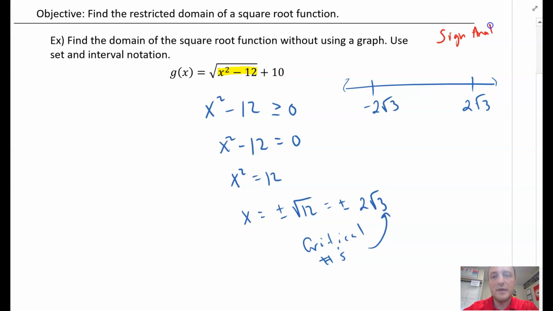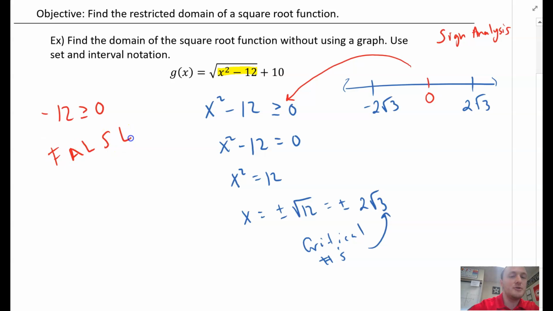Sign analysis. Okay, and all we do with sign analysis is I want to figure out, do I get values that are positive or do I get values that are negative on these intervals? And we're going to test some intervals. Okay, so I'm going to take 0 here. Okay, and when I plug 0 into my original inequality, I want to say, okay, does it give me a true or a false statement? So when I plug in 0, we get negative 12 is greater than or equal to 0. Now this is false, not true. Okay, false. So that means the numbers in this area are not greater than 0.